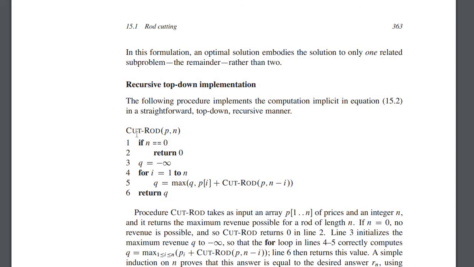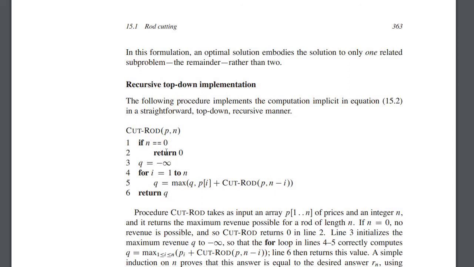So here is a function that gives us a cut rod p comma n. What is p? P is the array of prices or the list of prices, and n is the total length which is provided for the calculation. So if n is equal to 0, that means I am not getting any size of rod. If there is no rod, there will be no price, so the return value will be 0.